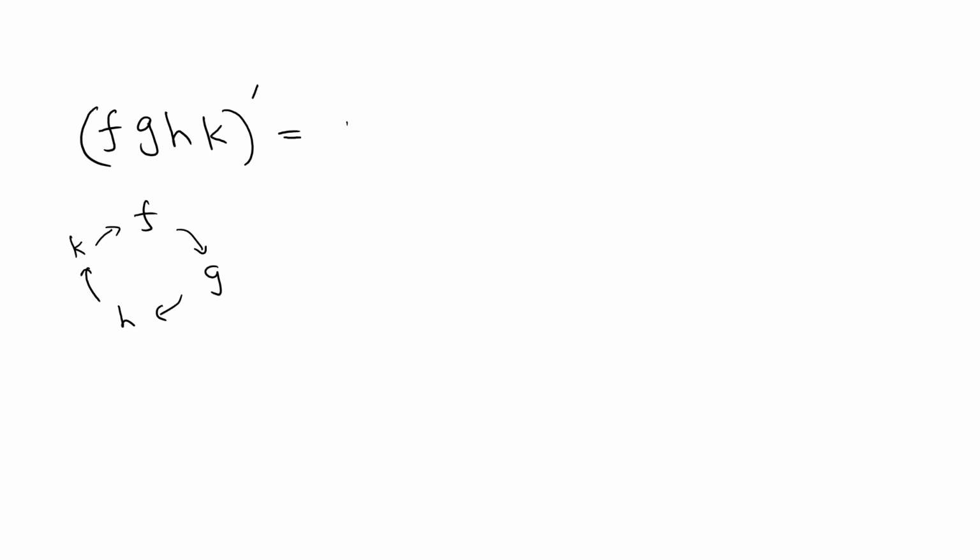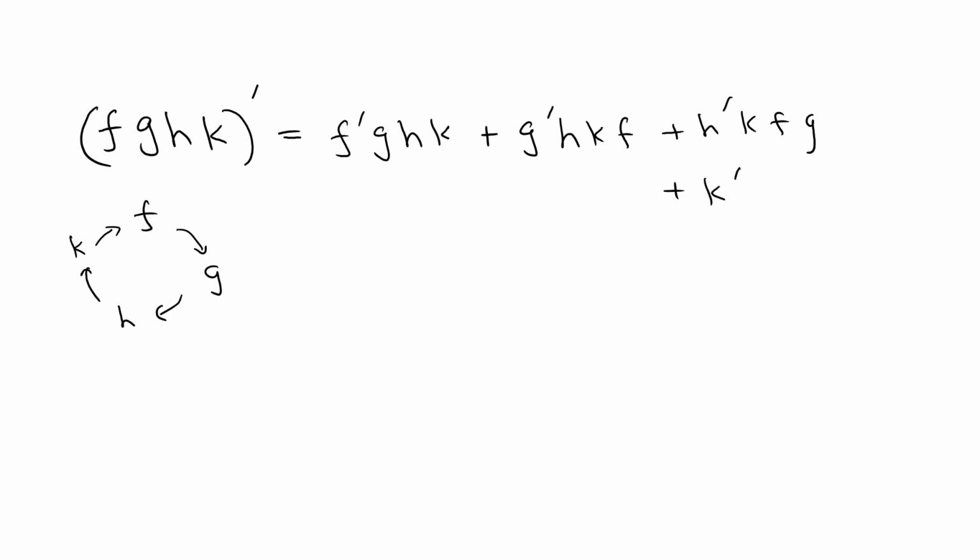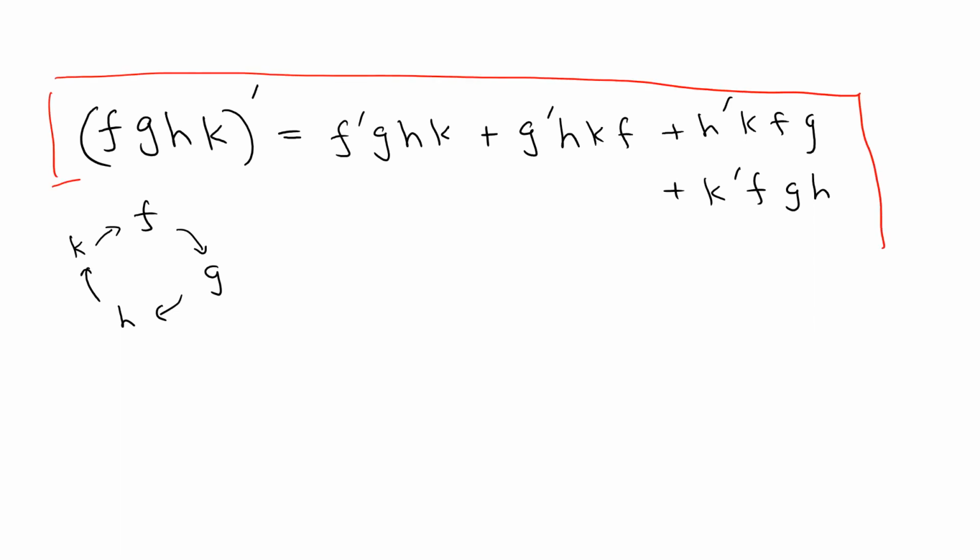So what happens is you take the f prime and then g, h, k, and the g prime is h, k, f, and the h prime is k, f, g, and then k prime is f, g, h. So that is the formula you get for four functions. So let's look at two examples and see how we can use this idea.